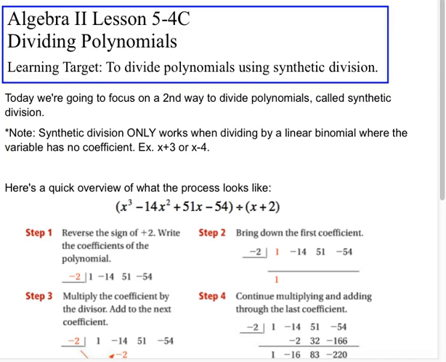The only little note about synthetic division is it doesn't work in every instance. Synthetic division only works when you're dividing by a linear binomial where the x has no coefficient. So that means x plus a number or x minus a number. If there's a coefficient with the x, it doesn't work and ends up falling apart.